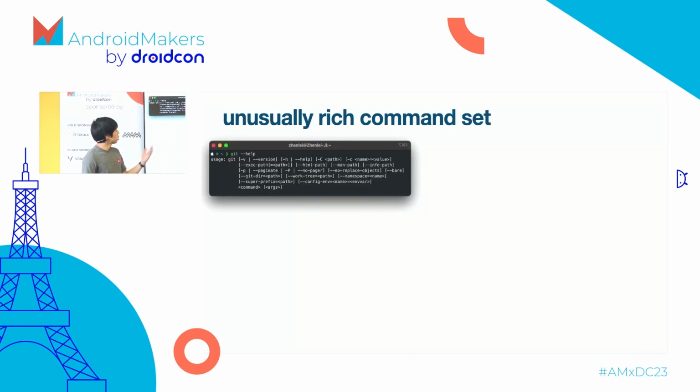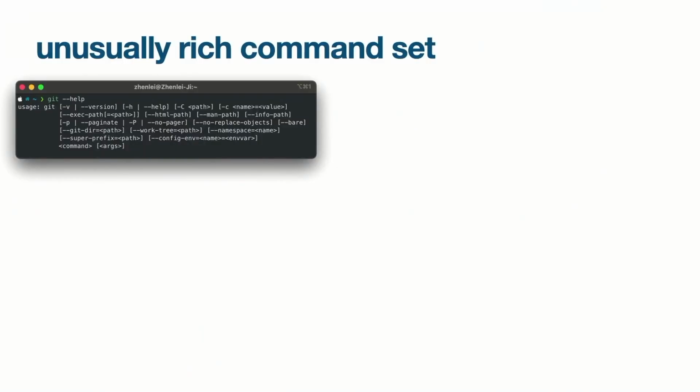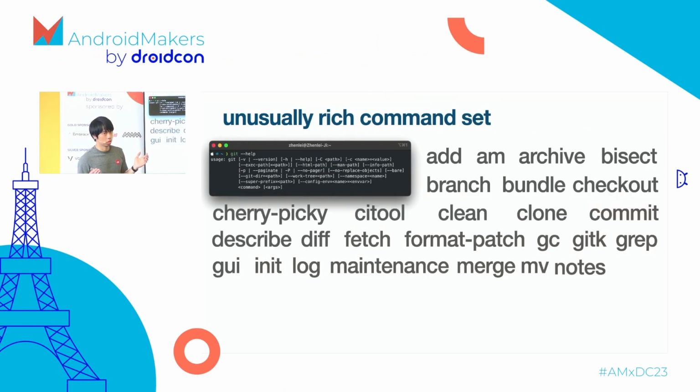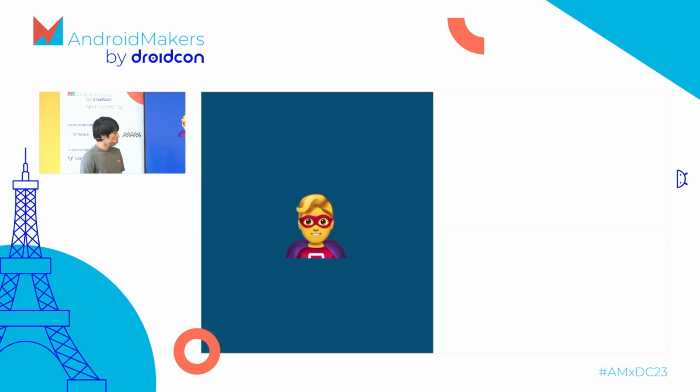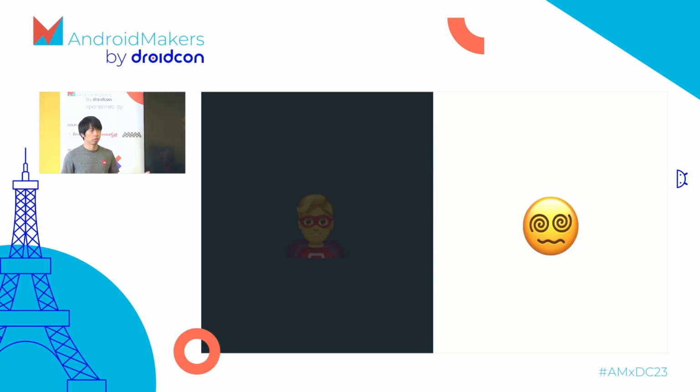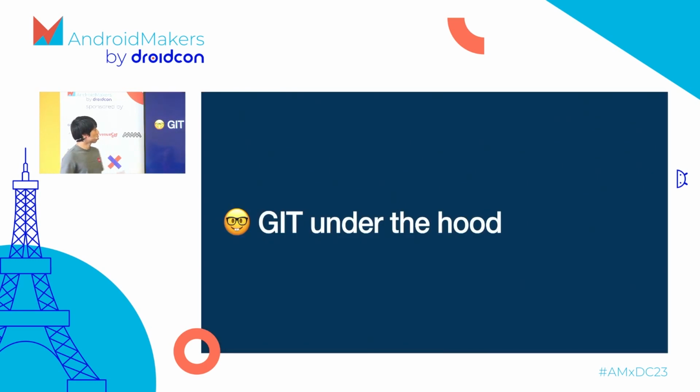And why an unusually rich command set? If you run git help, you can see many parameters and many commands that you can use. On the one hand, this is amazing because you have so many commands, you can do so many things. But on the other hand, maybe there are many commands that do the same thing. So it's really complex. But let's dive deep and try to understand how Git works under the hood.